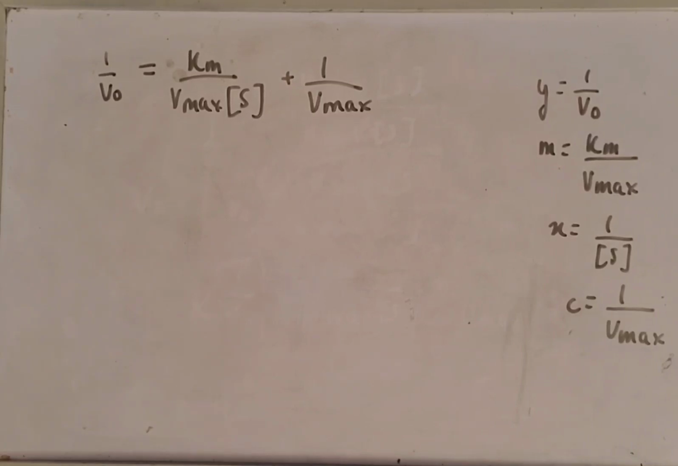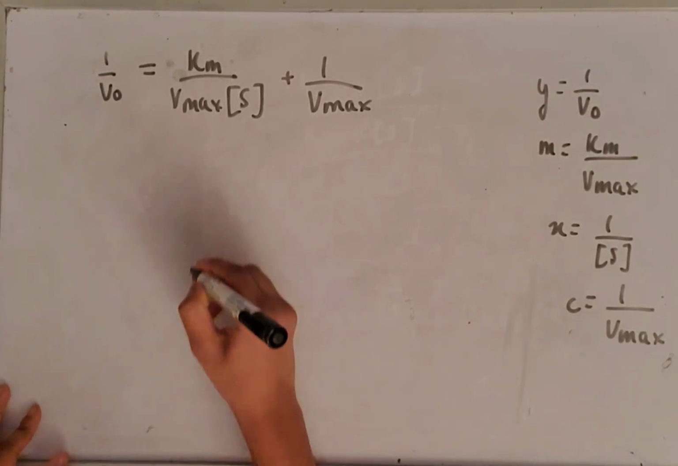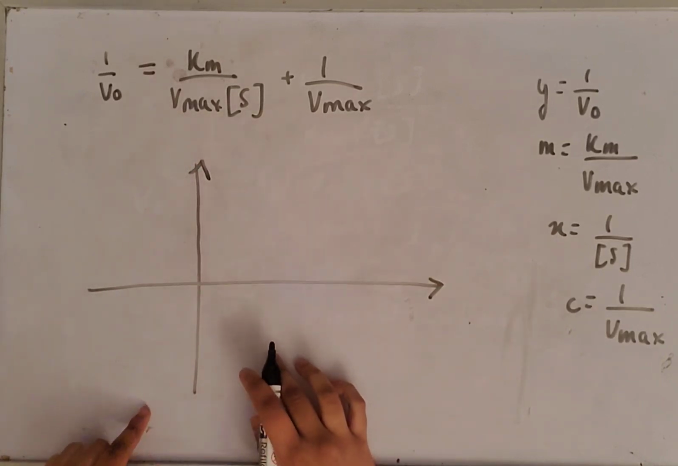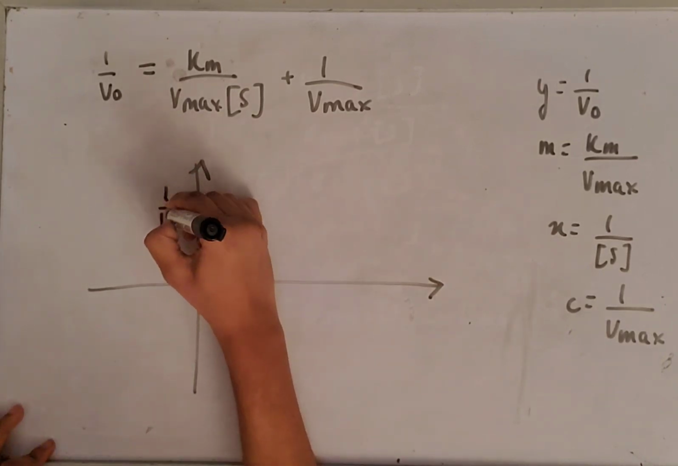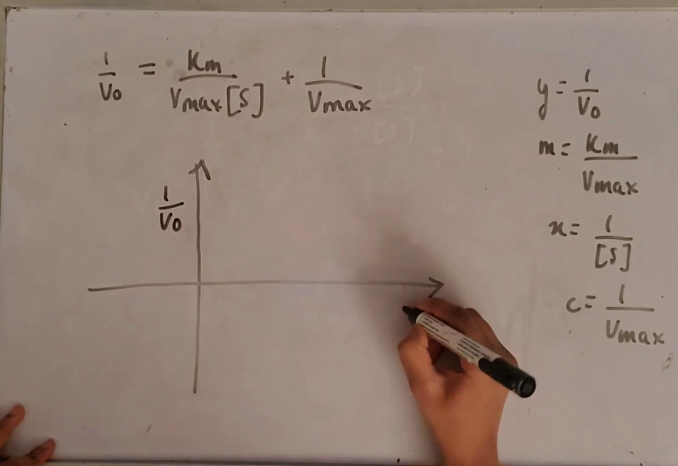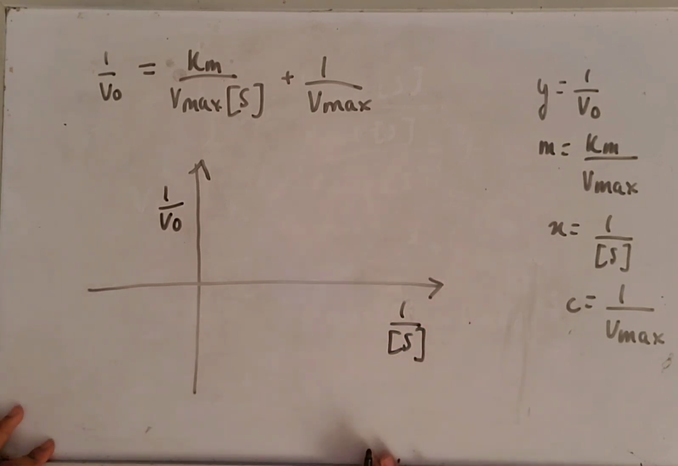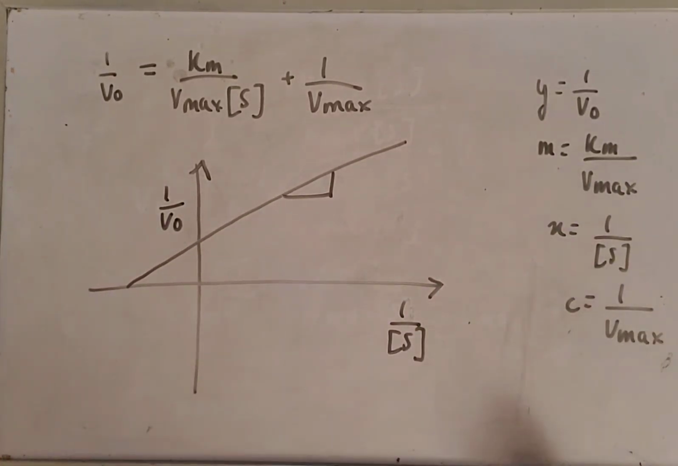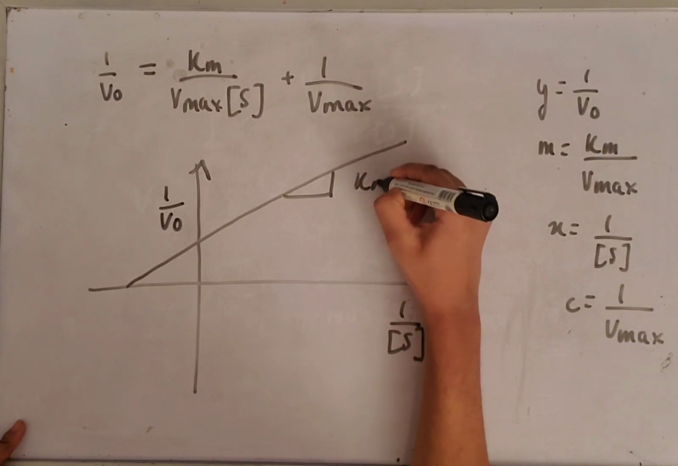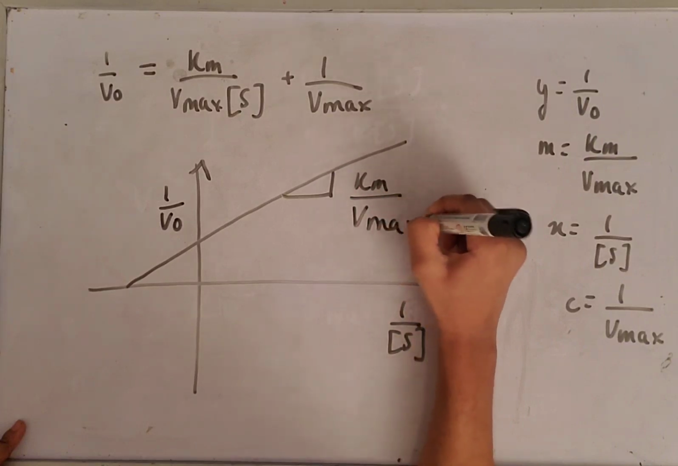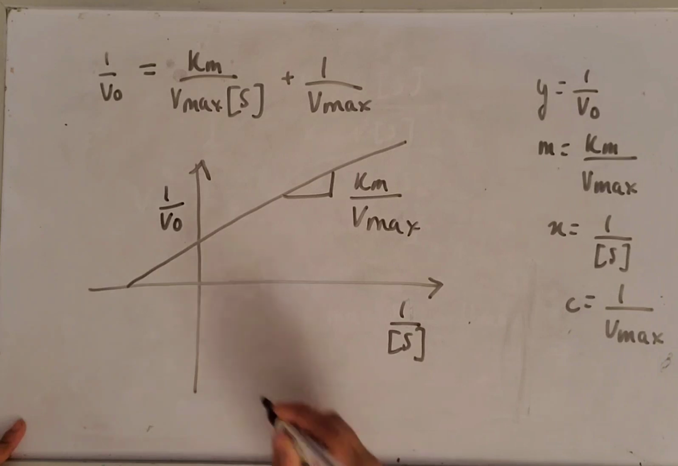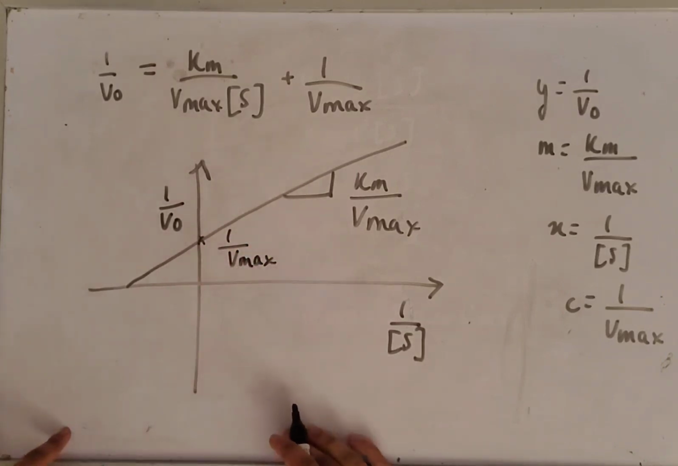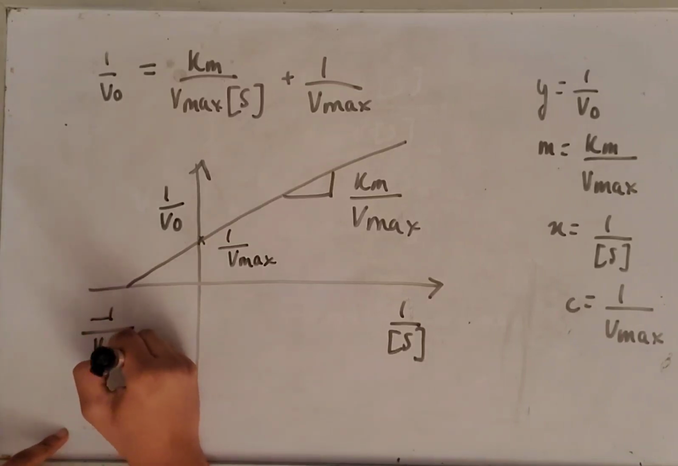So then, now that we know how to go about linearizing, this is what our graph would look like. On the y-axis, it's 1 over V0. On the x-axis, it's 1 over substrate concentration. And plotting the line, it would look something like this. We know that the gradient is Km over Vmax. And we know the y-intercept is 1 over Vmax. And the x-intercept is negative 1 over Km.